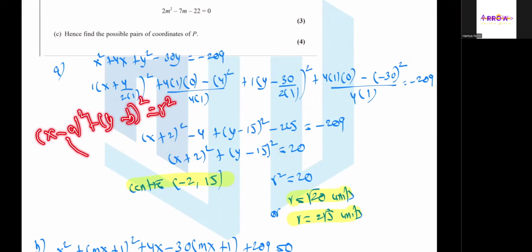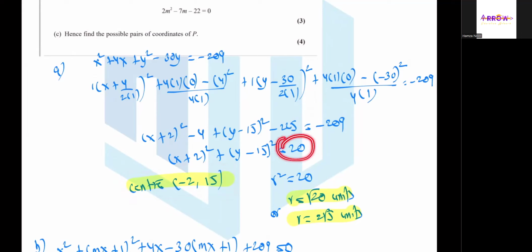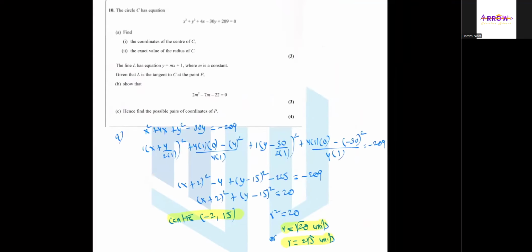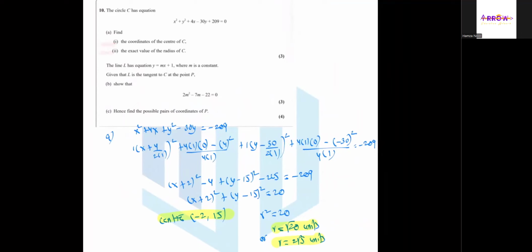So you can identify that minus a is equal to 2, so a is equal to minus 2, and b is equal to positive 15, since minus b is equal to minus 15. So the center of the circle is (minus 2, 15), and since r square is 20, r is equal to root 20 units, or you can say 2 root 5 units, a simplified surd form. This was the requirement of part A. So part A, parts 1 and 2 both are done.